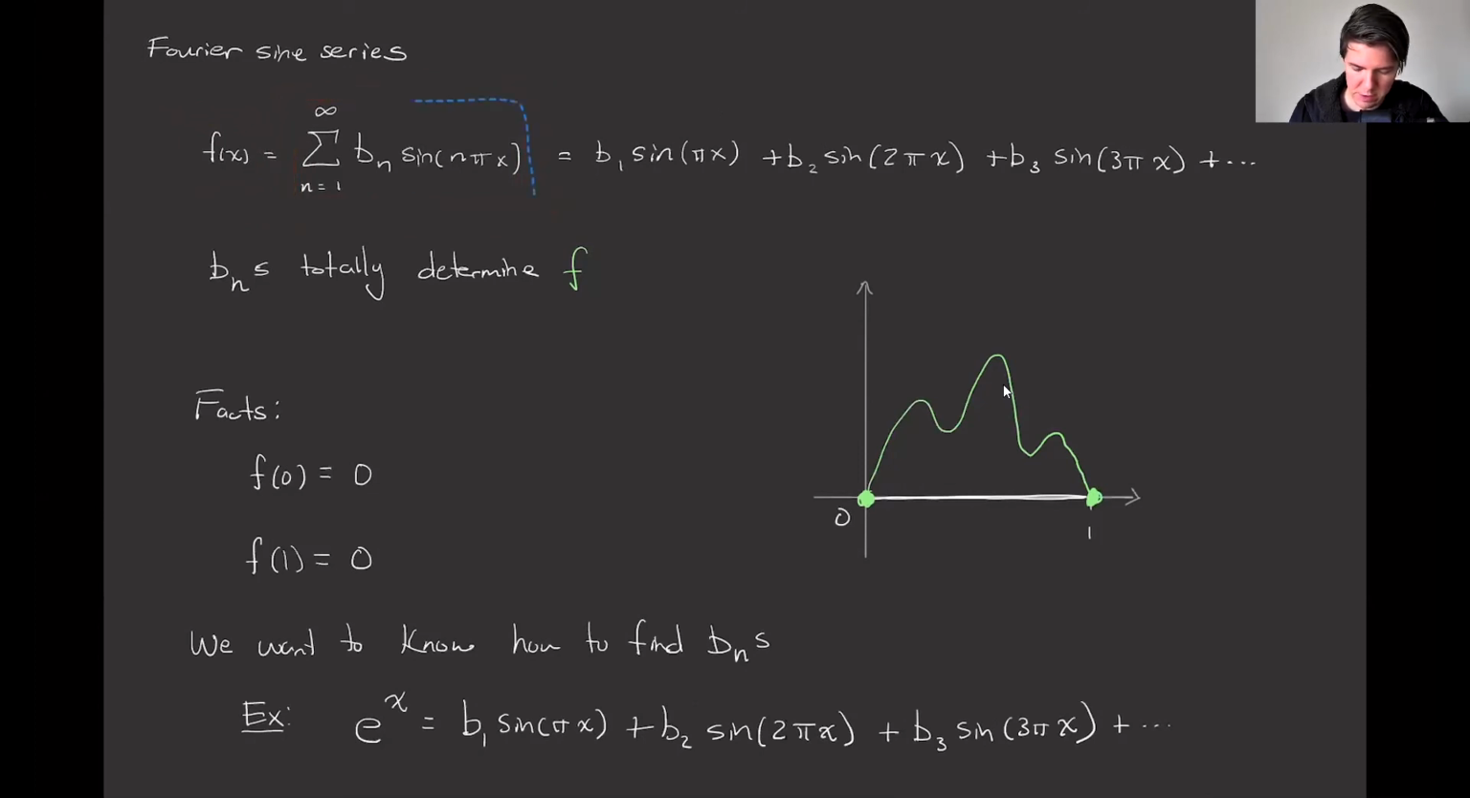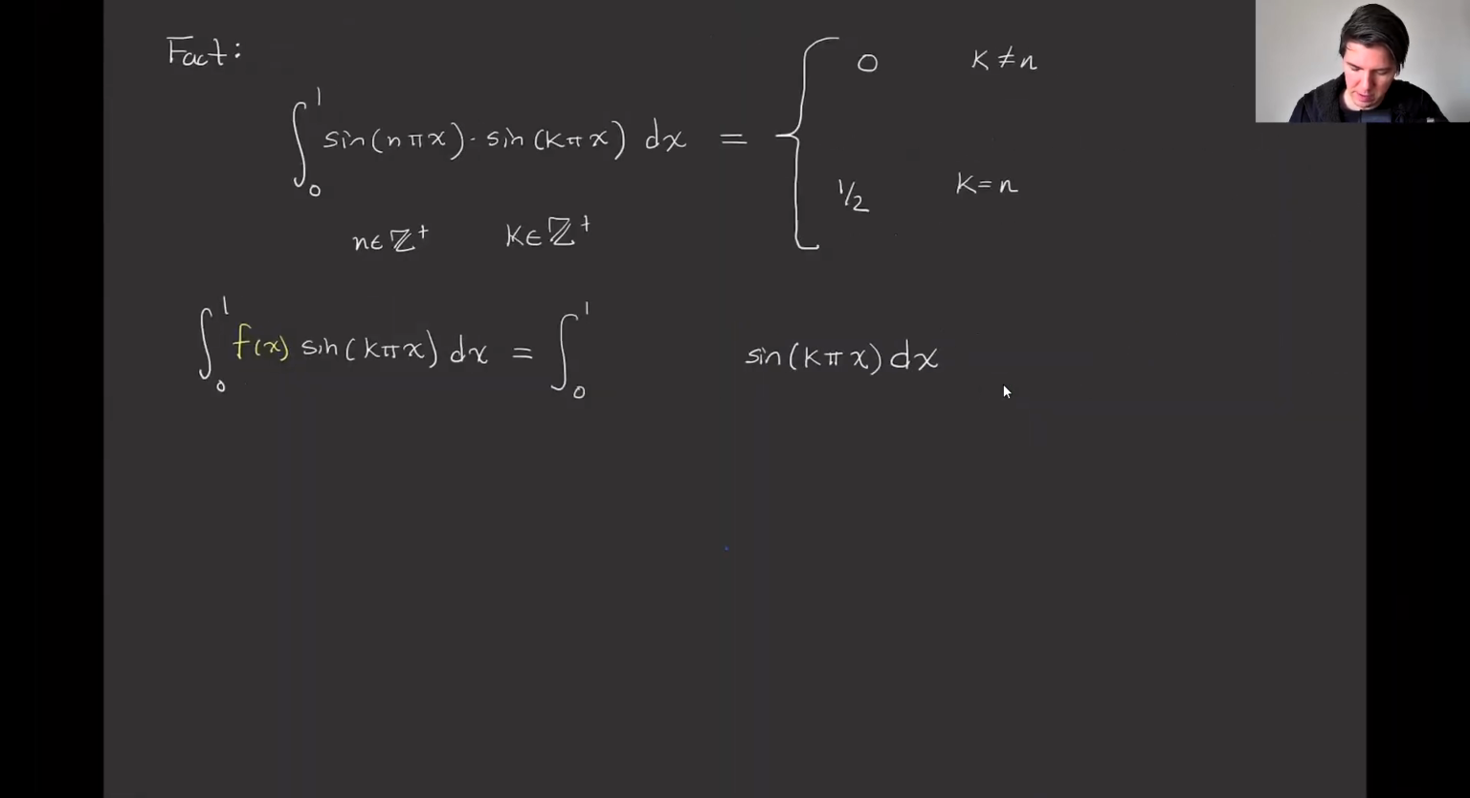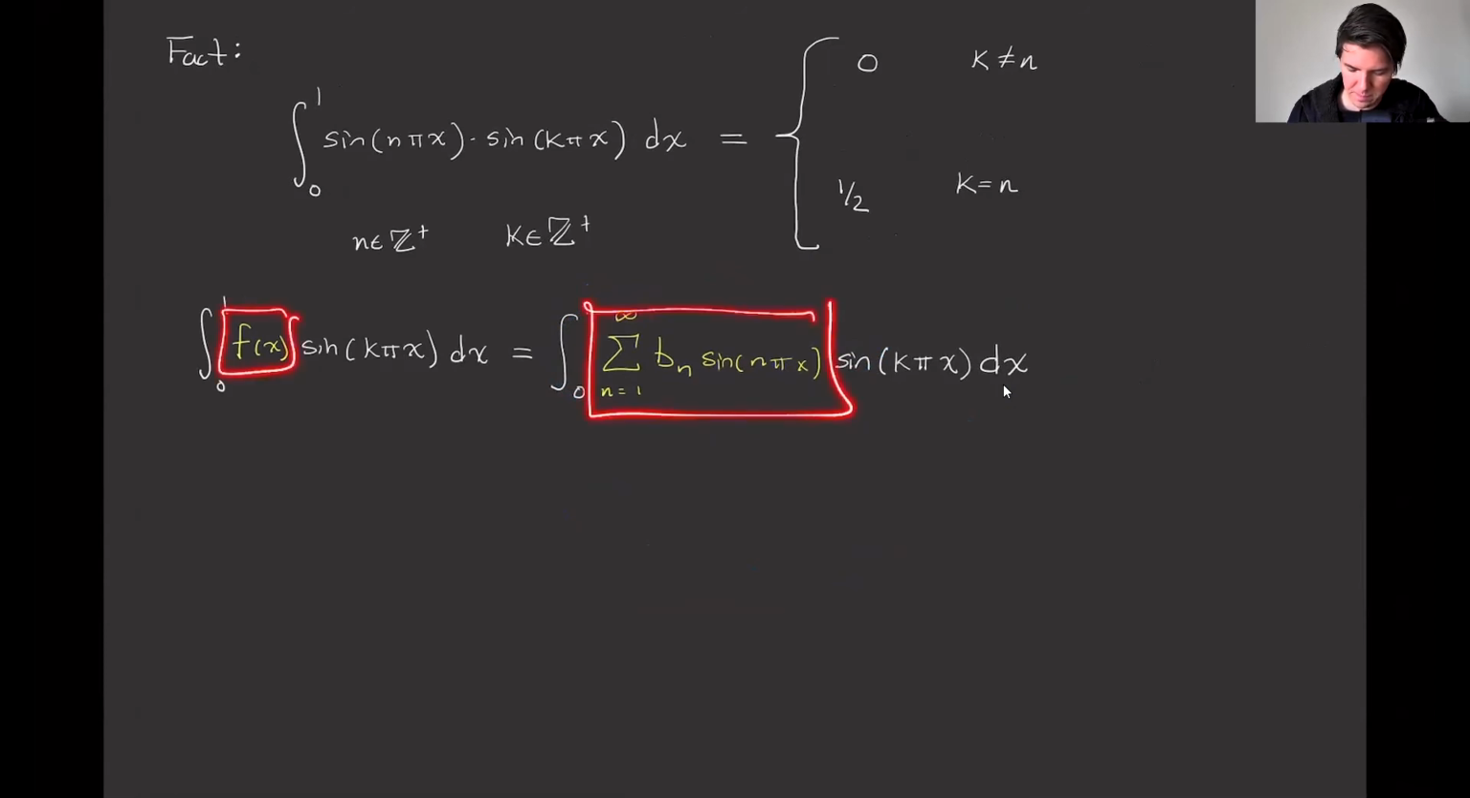In fact, I'm going to even just copy this and put it here. I'm going to color it also yellow to visually highlight the fact that it is just f of x. It's just another way of writing it. So we just replaced f of x here with its Fourier series.